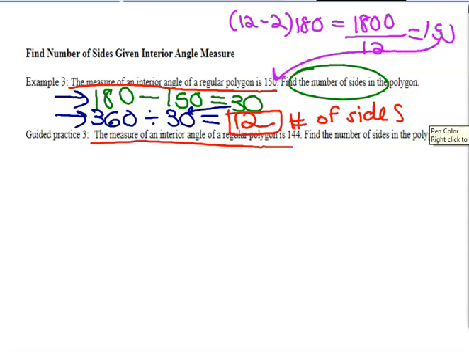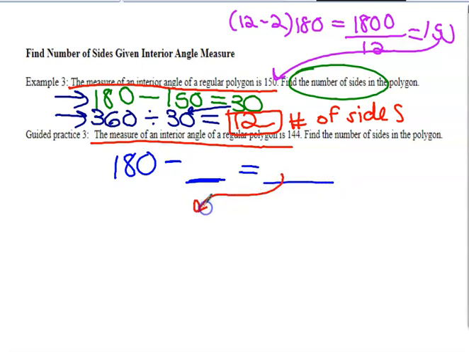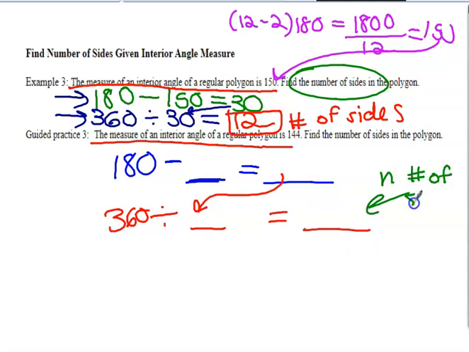So let's try this one more time. What we're going to do is 180 minus the given interior angle. And then whatever your answer is, you're going to divide it into 360. And that's going to tell you n, the number of sides. Okay, so those are the steps if you have one of the interior angles and you need to find the number of sides.